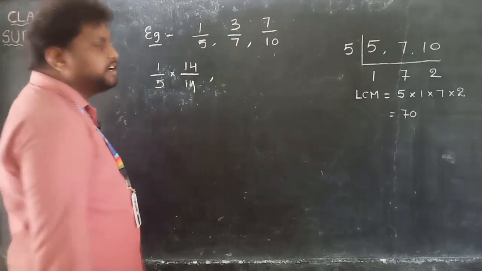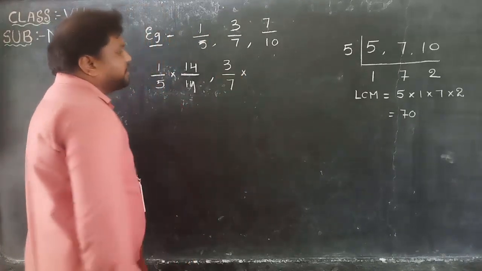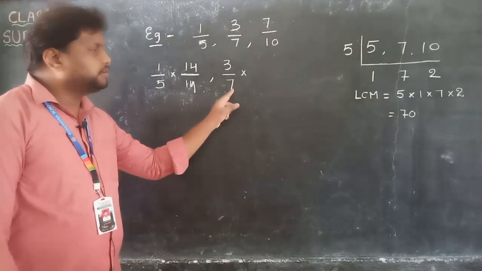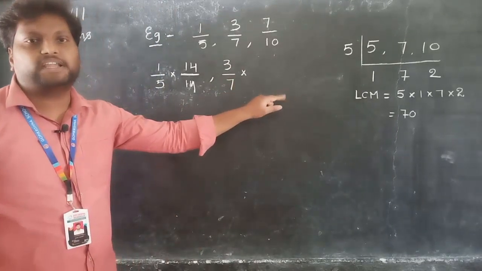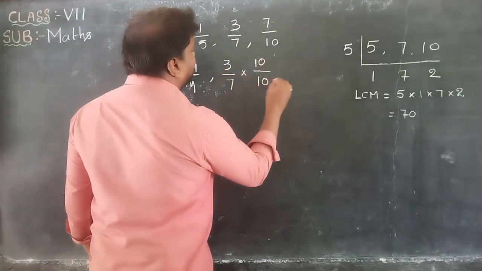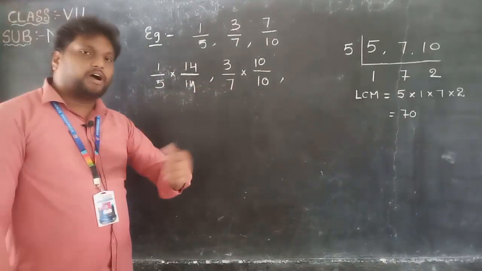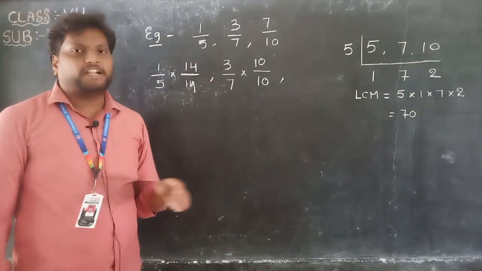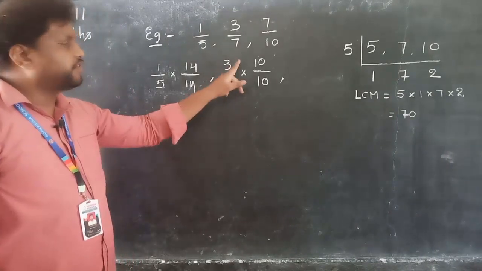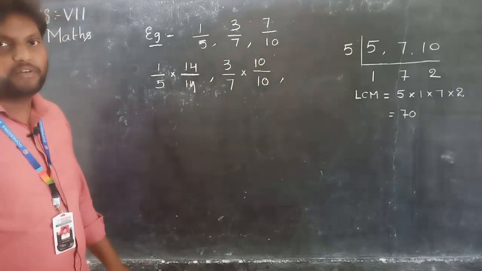Then what about the second fraction? 3 by 7. In the denominator I want 70. 7 into which number will get 70? 10. So we should multiply by 10 by 10. Why am I multiplying numerator and denominator equally? Because if you multiply only the denominator, the fraction value will change. This way, without changing the fraction value, we multiply numerator and denominator equally.